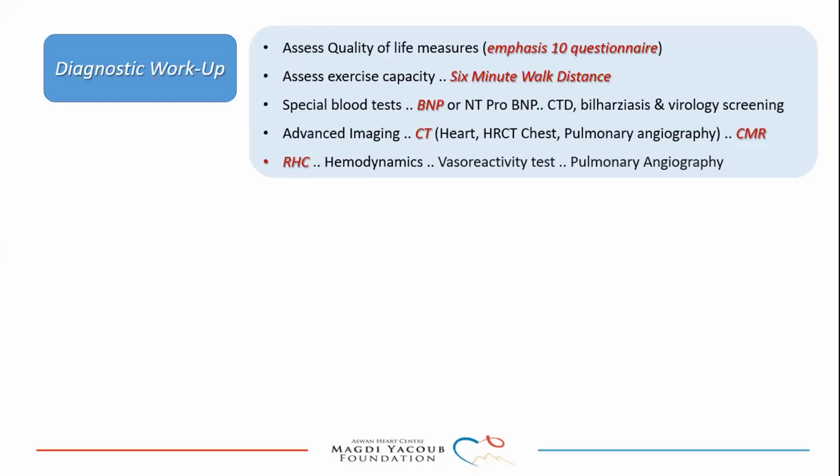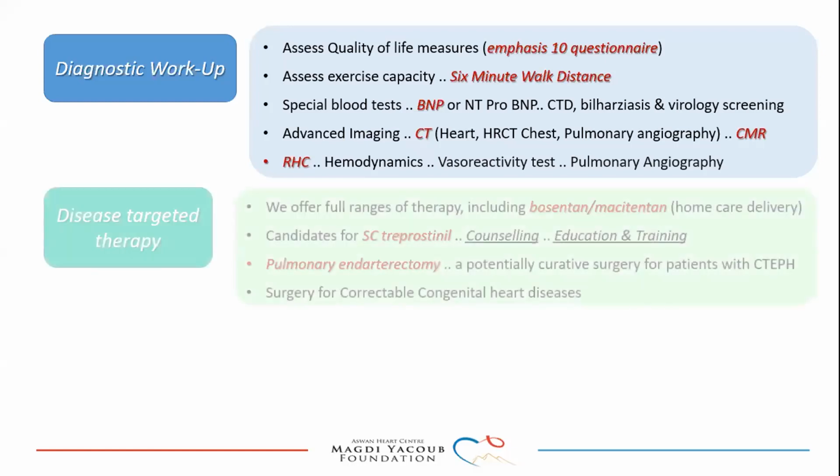For all patients, we do BNP, which has a very important prognostic significance. CMR to properly assess the RV volumes and function. And in the right heart cath, in addition to the basic hemodynamics, vasoreactivity test is performed for those who are indicated, and pulmonary angiography for the CTEPH patient.